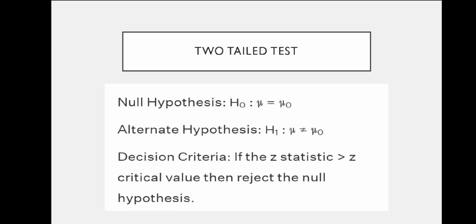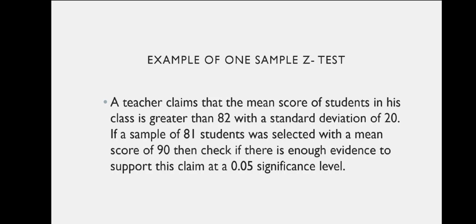A two-tailed test is a method in which the critical area of a distribution is two-sided and tests whether a sample is greater than or less than a certain range of values. It is used in null hypothesis testing and testing for statistical significance. The example of a one-sample z-test.